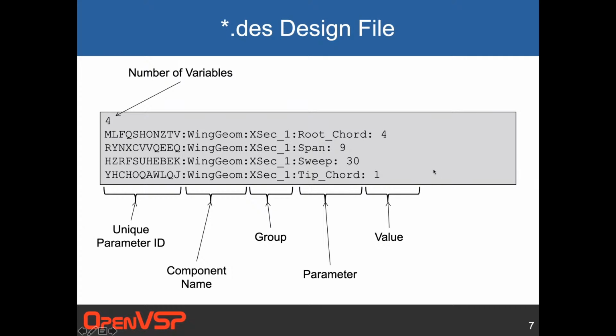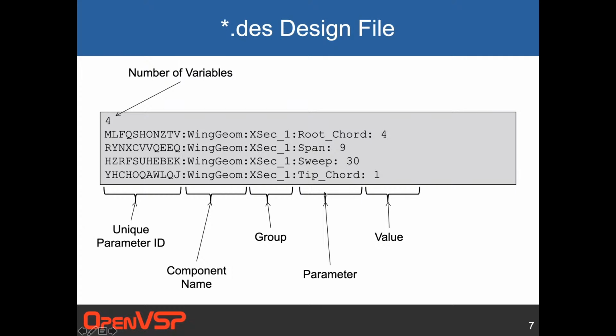The design file, the DES file, is just this incredibly simple text file. The first line is the number of variables. Then each line, there's 1 per variable. It starts with a unique ID that comes out of VSP. It's all caps. It's probably 11 characters long, maybe. And that's a randomly generated ID that you don't want to change. That is what VSP uses to uniquely identify the variable. After that is the human readable name that goes with the component name, the group, and the parameter. So that's that hierarchical name that we work with. And then after that, there's a final colon with a space, and then the value, the number.